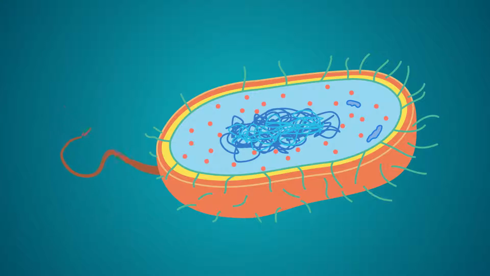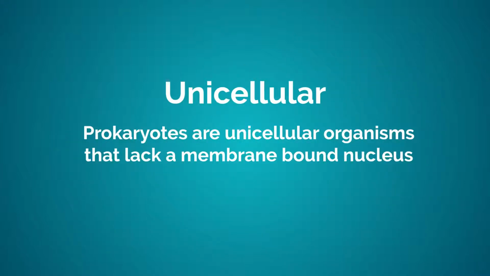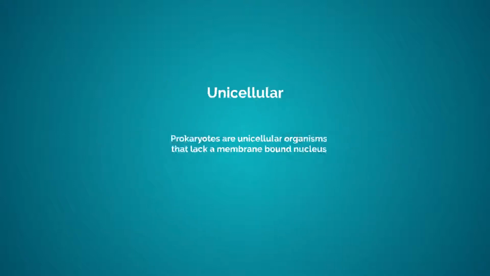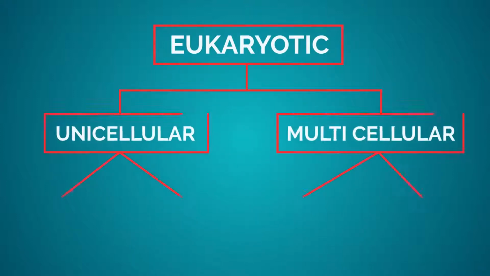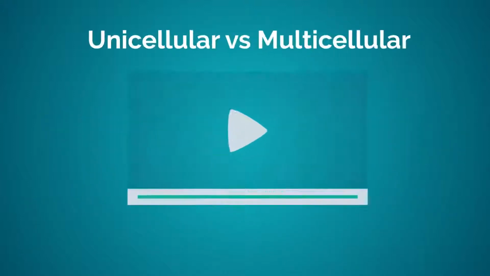Our final thing to discover is that all prokaryotes are unicellular. They are defined as unicellular organisms that lack a membrane-bound nucleus. Eukaryotes can be either uni or multicellular. We looked at the differences between unicellular and multicellular in this video.